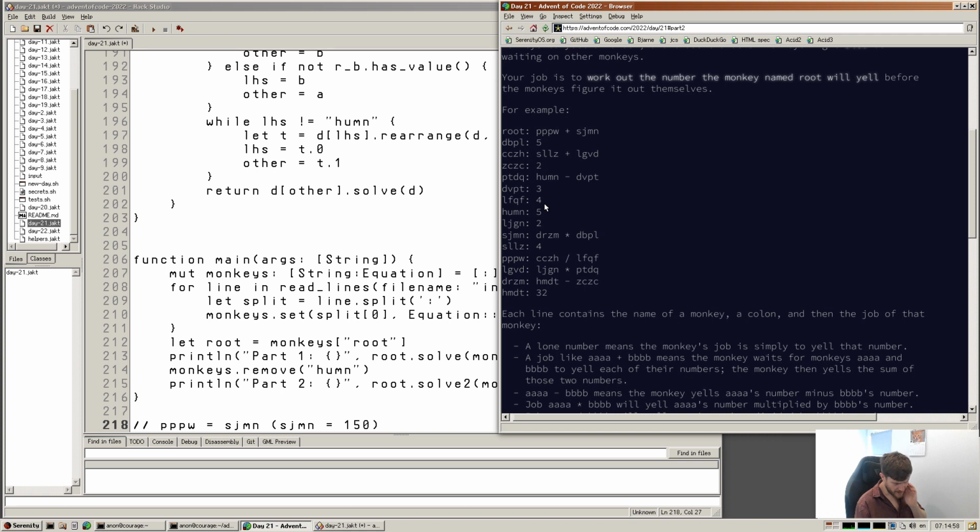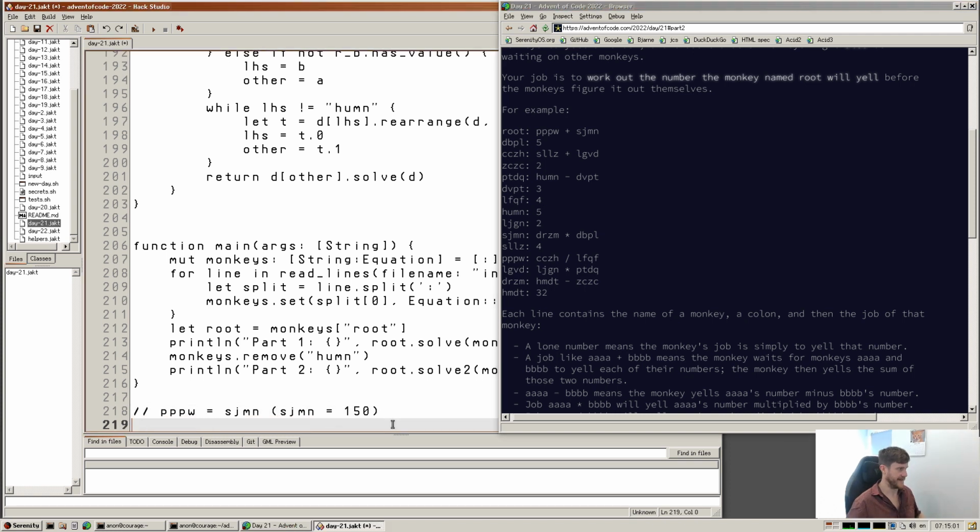So what I kind of do is step through and rearrange the formula as we go. So we know that ppw equals sjmn. So what we can do is expand that, and here we know some values. I mean, it doesn't really matter what the values are because we will solve them afterwards.